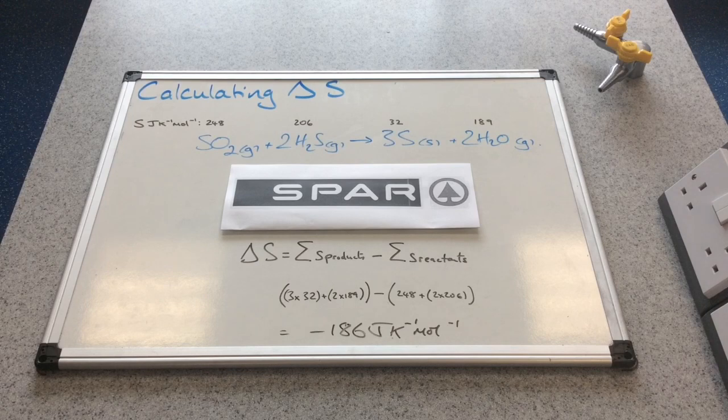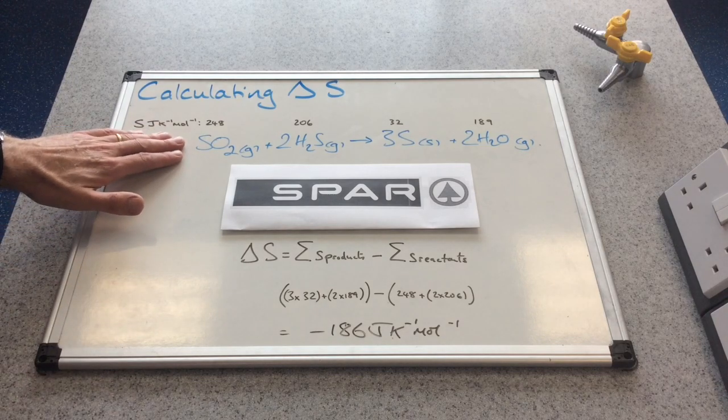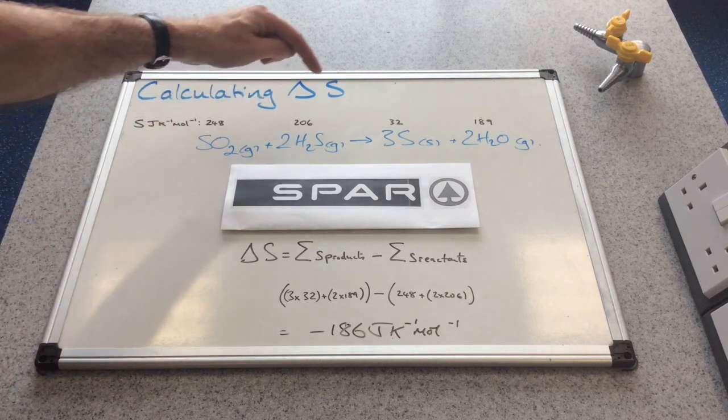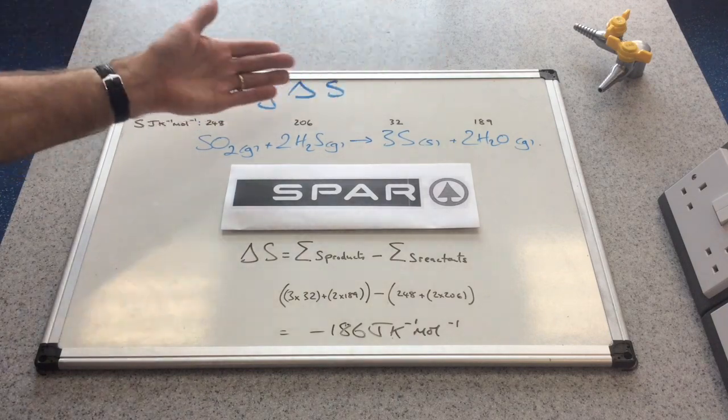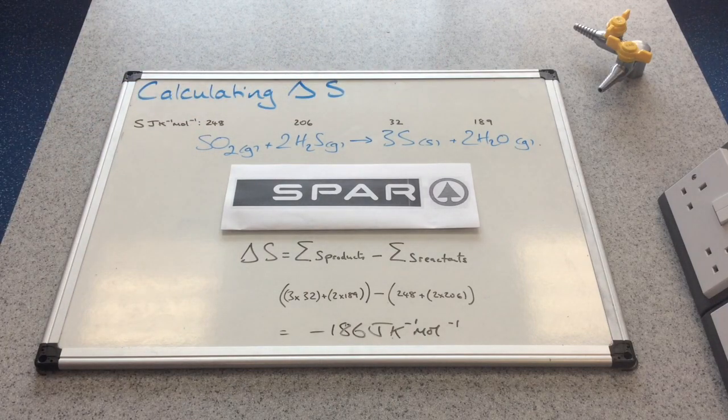So hopefully you'll have got the same answer as me, minus 186 joules per Kelvin per mole. And the minus sign is telling us that the entropy is decreasing, so things are getting less disordered as the reaction goes forwards. And remember, when we looked at this equation at the start, just by inspection and just looking at the state symbols, that's what we said. We said it was getting more ordered or less disordered, and so the entropy change would be negative. But obviously you need these values to calculate the actual amount of change.